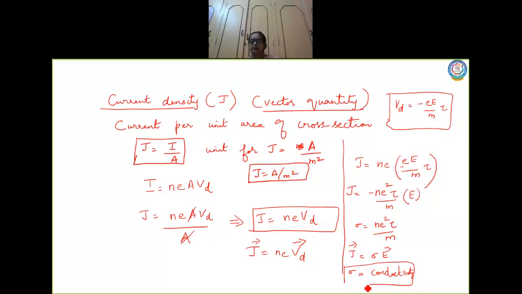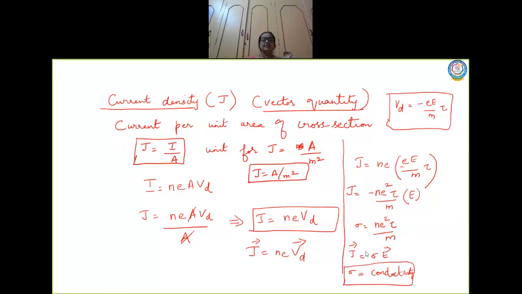Sigma is called conductivity, whose value is Ne square tau by m. Okay, so this is the derivation part. This is from the current formula, current densities. We are arriving at a formula which is J vector equal to sigma into E vector. This is called conductivity, and this is also the microscopic form of Ohm's law. We have not gone to the macroscopic form. We are going to that.